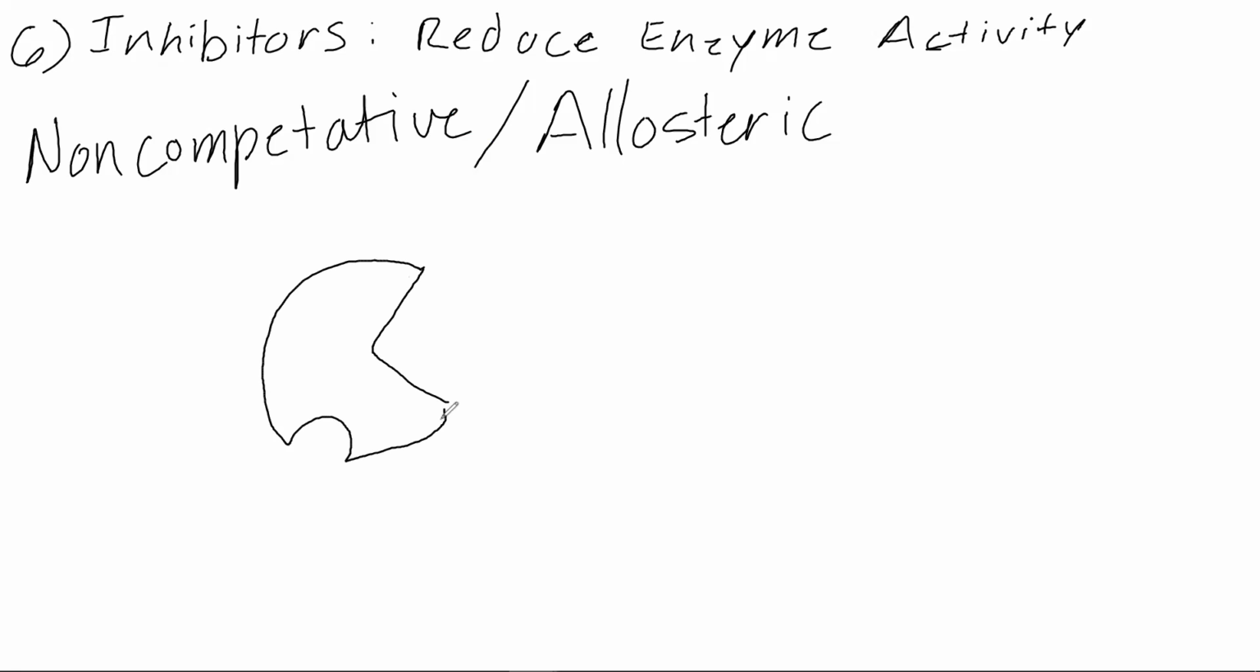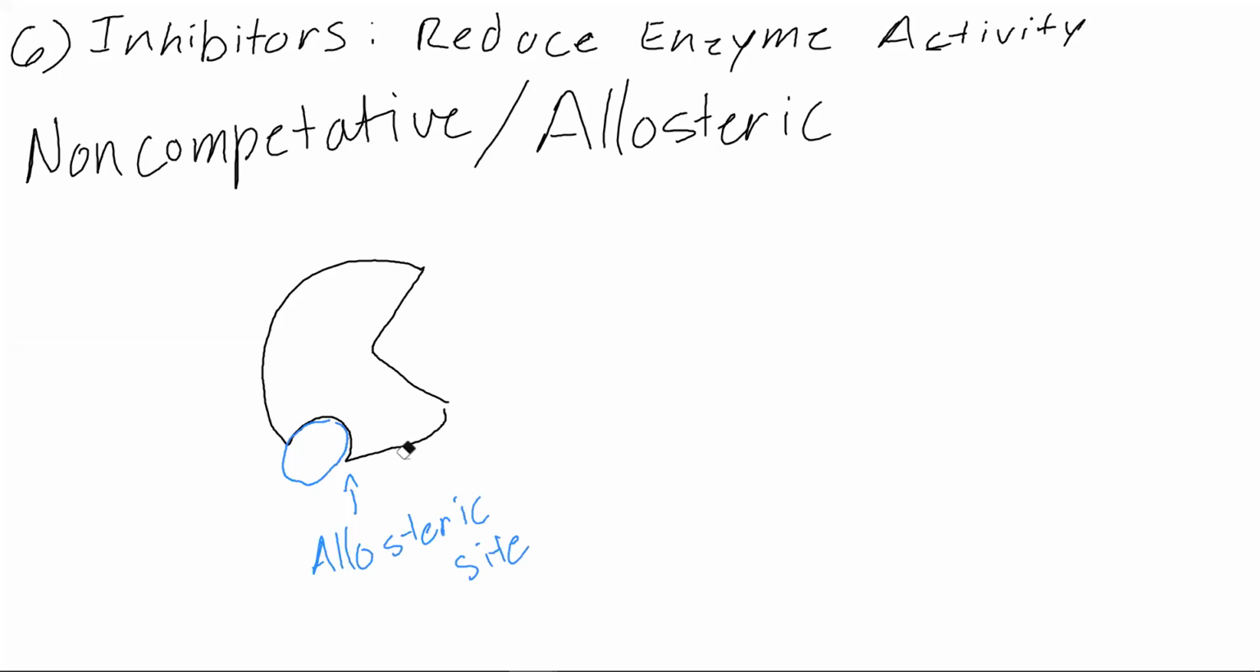Your non-competitive inhibitor is different from your competitive inhibitor because it hits this spot. That's not the active site. That is the allosteric site. So when it hits the allosteric site, what it'll actually do is change the shape of the enzyme itself.